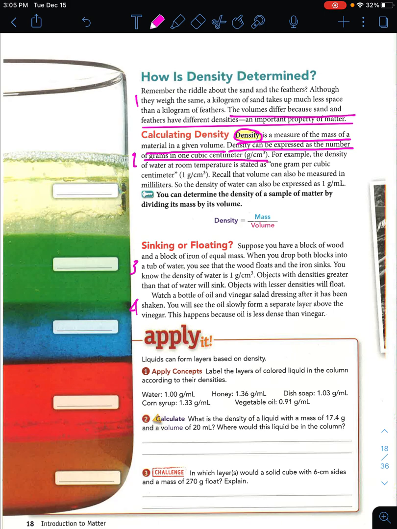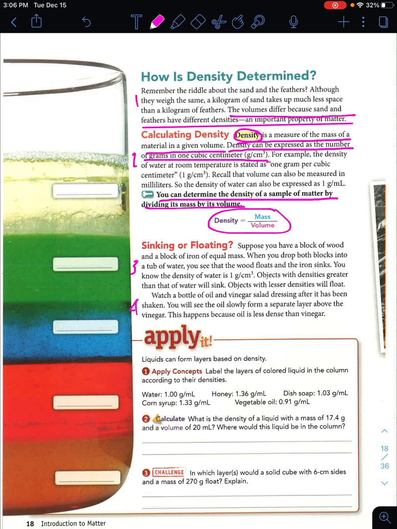For example, the density of water at room temperature is stated as 1 gram per cubic centimeter. Recall that volume can also be measured in milliliters, so the density of water can also be expressed as 1 gram per milliliter. And I know that this one's going to be important because it's in bold. You can determine the density of a sample of matter by dividing its mass by its volume. And I'm going to circle that equation because I know that's super important.